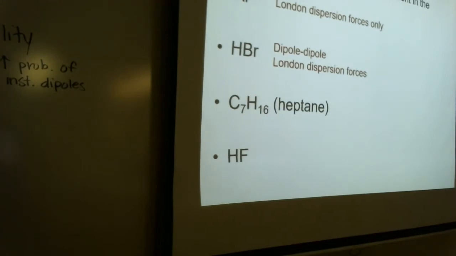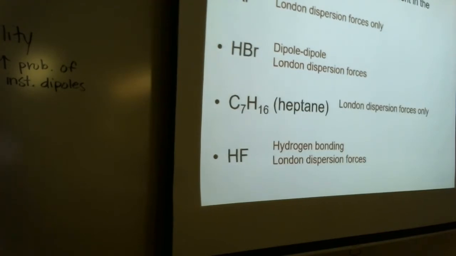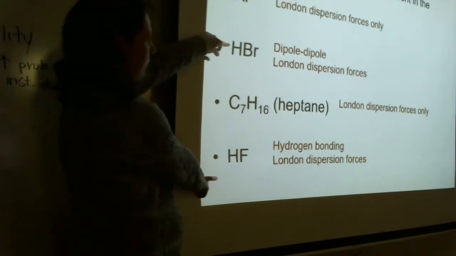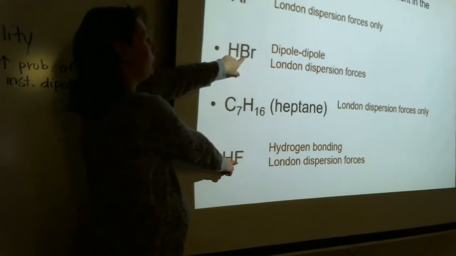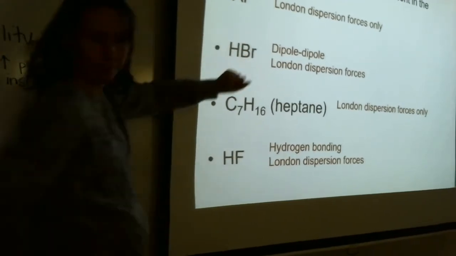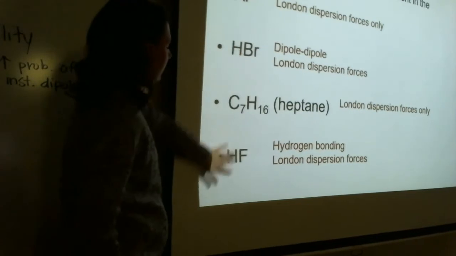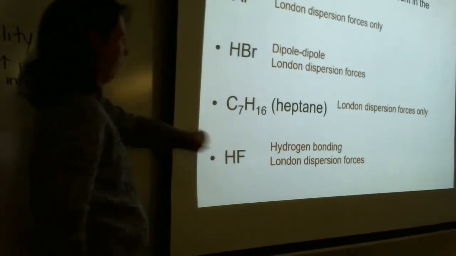And then this next one would be London only, right? And then this one would be hydrogen bonding and London. You see the difference between these two, right? Bromine's less electronegative than fluorine, but bromine is still more electronegative than hydrogen. So that's why this is a dipole. This is a dipole, but it's an extreme dipole.